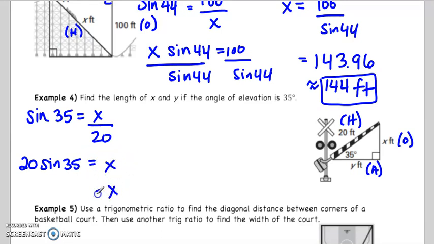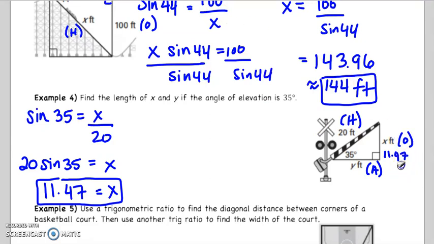So let's go ahead and plug this into the calculator. 20 times, hit sine, type in 35, hit equals, and we end up getting 11.47. All right, so there's our x value. Now from here, you have two options.